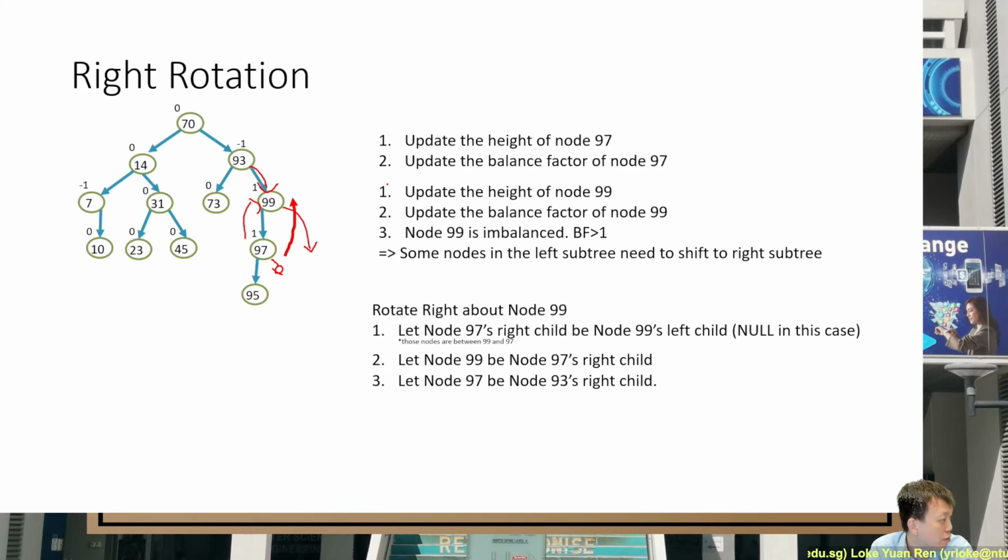So the rotation, is it the biggest node on the left side that goes over? No, not the bigger node. It's the whole subtree. If there is a subtree here, you will bring the whole subtree over, so the right child becomes the left child. You bring the right subtree of 97, the whole subtree, to be the left subtree of 99.